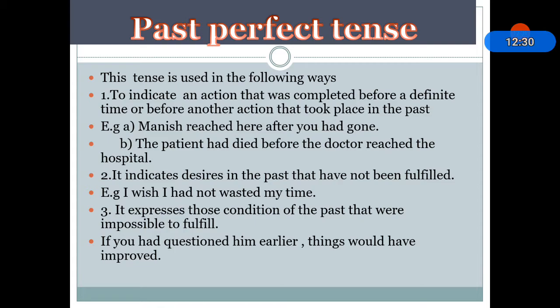Then secondly, it is used to indicate desires in the past that have not been fulfilled. Example, I wish I had not wasted my time. Thirdly, it is also used to express those conditions of the past that were impossible to fulfill. Example, if you had questioned him earlier, things would have improved.